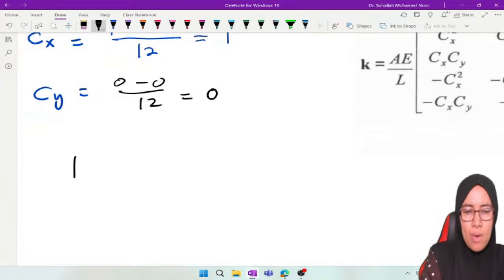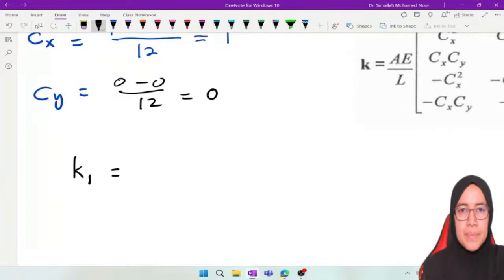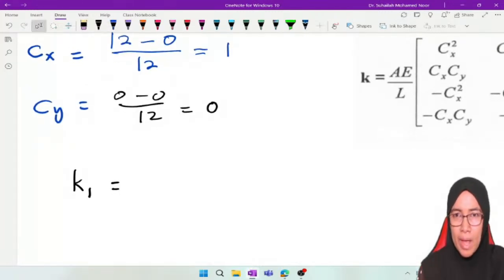So it is K1. It is a 4 by 4 matrix. Cx square divided by L. What is the answer? Cx is 1. Cx square is 1 square divided by 12. Can you give me the value of 1 divided by 12?